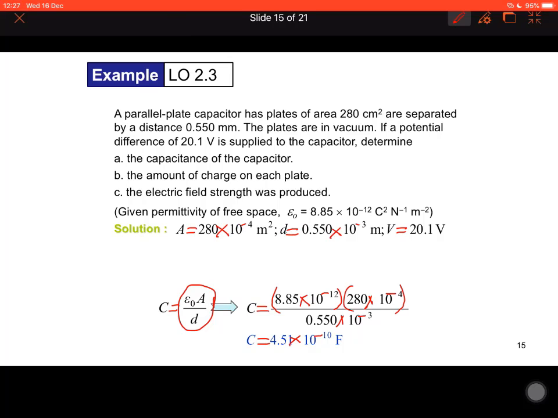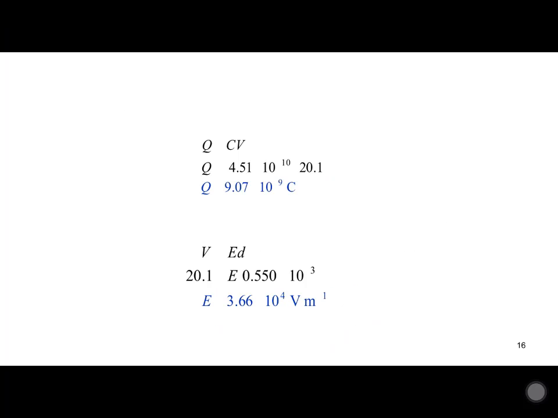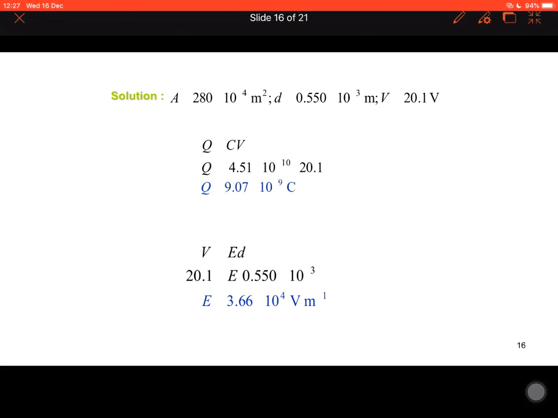Okay, so for the second question, we are required to find the amount of charge on each plate. So let's look at how to do it. We have the information of area equals 280 times 10 to the power of negative 4. It's still the same information, and V equals 20.1 volt.